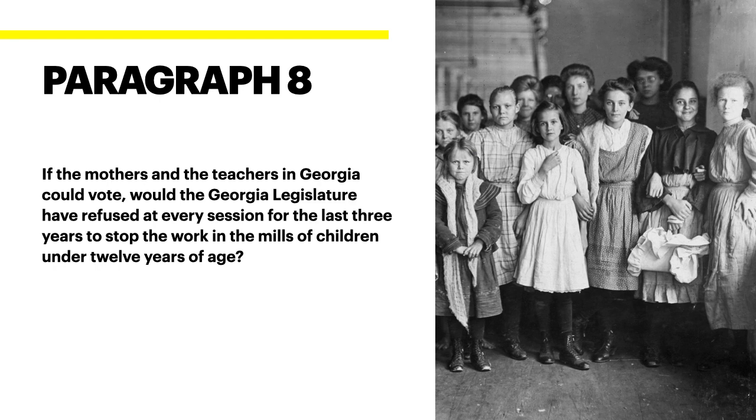And we get the first explicit connection between child labor and women's suffrage by bringing up mothers and teachers in Georgia who, if they could vote, the situation wouldn't be the same. So Florence Kelley is not necessarily interested in women's suffrage, but she is speaking to a room of women suffragists. And so she is taking her issue and showing the women in the room how the two, their issue and her issue, are actually very connected.